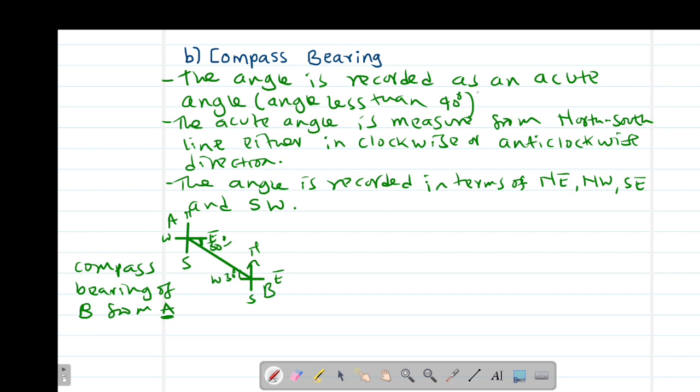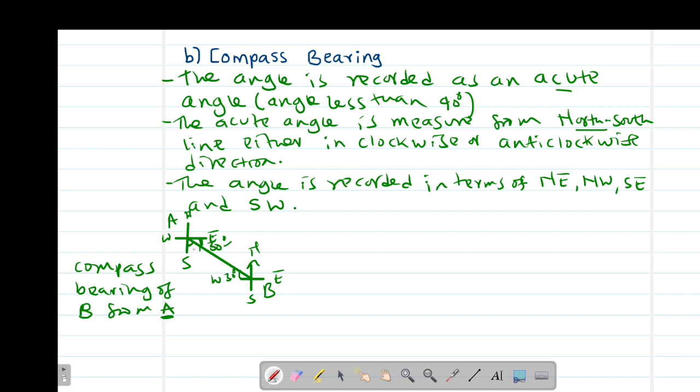Remember, we said that when we record an acute angle, the angle is measured from the north-south line. So this is what we are calling the north-south line. If you look at 30 degrees, it is not in contact with the north-south line. Instead, it is in contact with the west-east line. Therefore, we are going to find its corresponding angle that is in contact with the north-south line. If this is 30 degrees, and we know the whole of this should be 90 degrees, then the remaining angle will be 90 minus 30 degrees, which gives you 60 degrees.